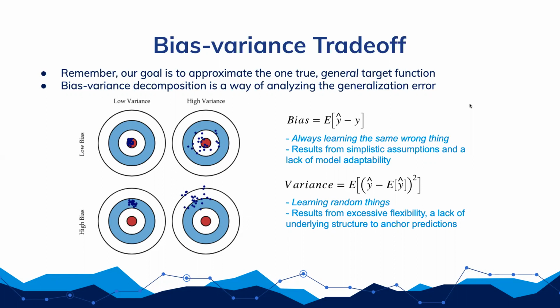And then on the flip side, we have variance, where your predictions are far from each other. So you could be fairly accurate. Like on the top right, you'll see maybe if you average those, your predictions look pretty good, but there's a wide variance among your predictions. And we can say that's the model learning random things. And that comes from models that are way too flexible.